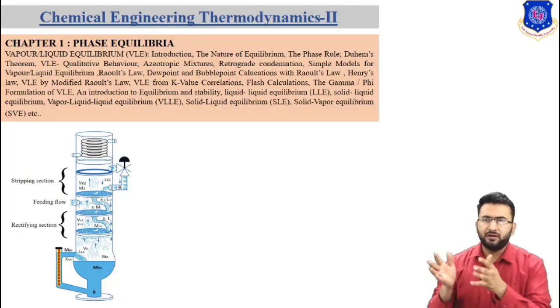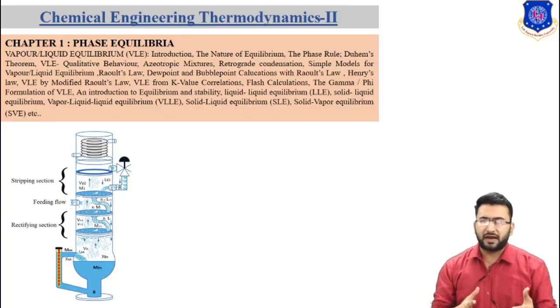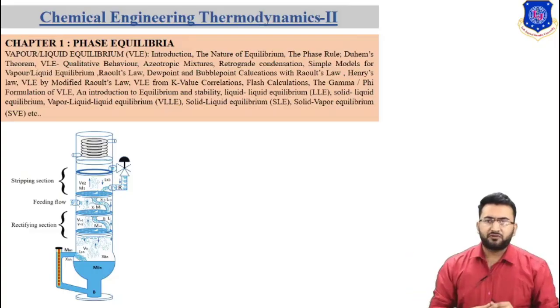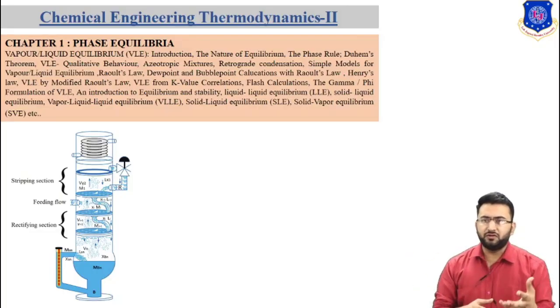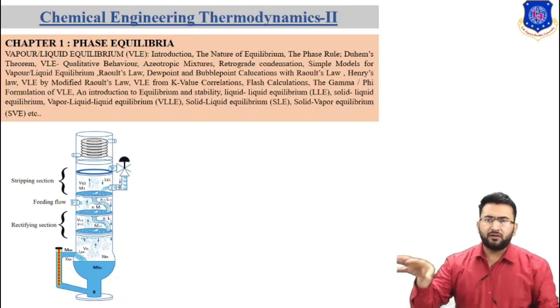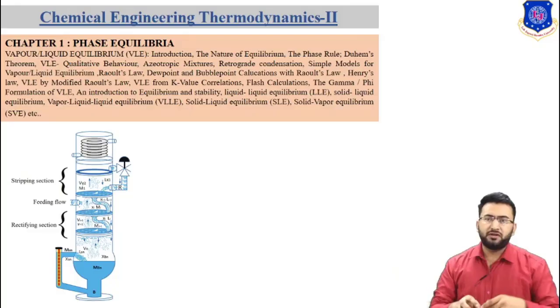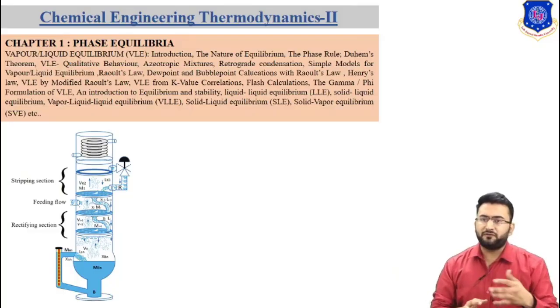Then we will talk about Henry's law, which is used for dilute solutions. We know that Raoult's law is used for the ideal solution, whereas Henry's law is used for the dilute solution. Then we will talk about vapor-liquid equilibrium by modified Raoult's law. We cannot apply Raoult's law to a real system or dilute system. That's why it is needed to modify Raoult's law. So we will talk about the modified Raoult's law for the real system.